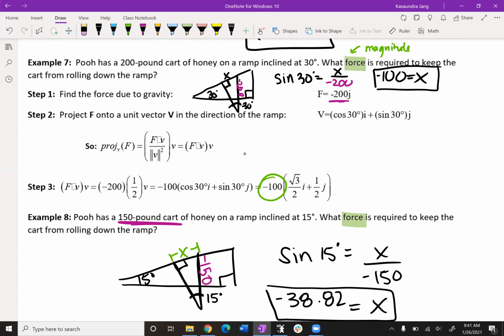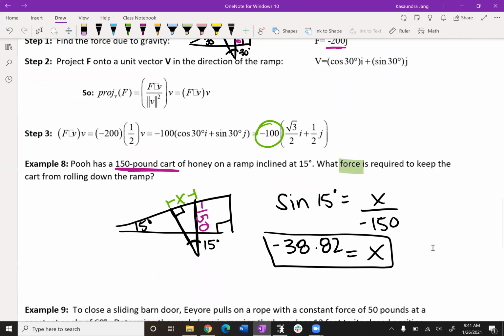Because if you're looking for the force, just the magnitude, either way, I get a negative 100 on that original one, or I get a negative 38.82 on this one. Right, if you don't have any questions for yesterday's homework, can we go?